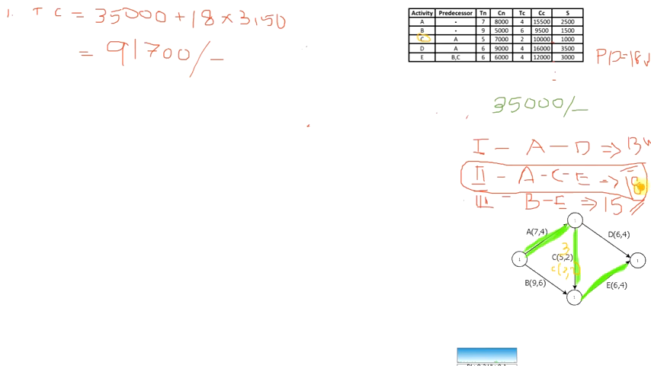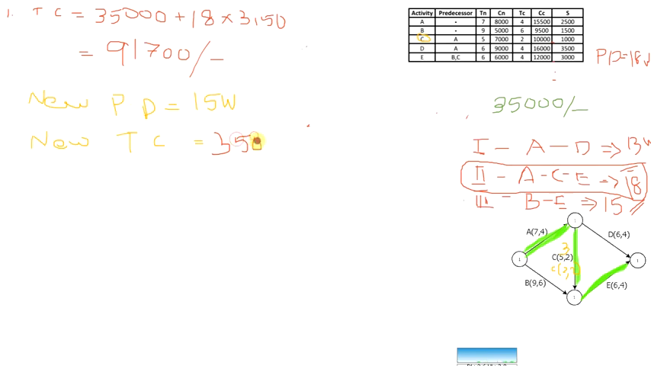Initially it was 18 weeks. Now the new total project duration will be 15 weeks. Total project duration is 15 weeks. Okay. Now the new total cost is equal to, how much will it be?